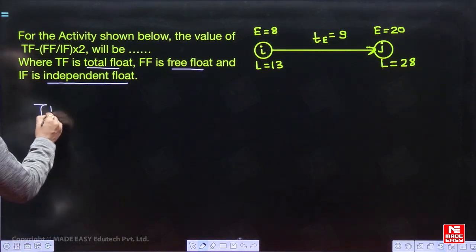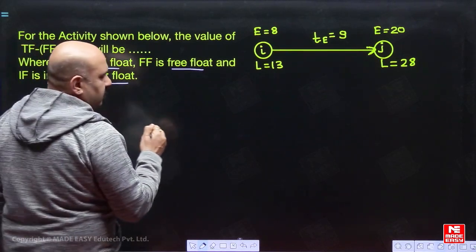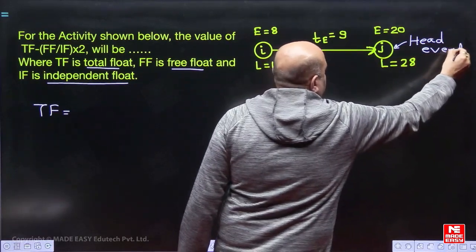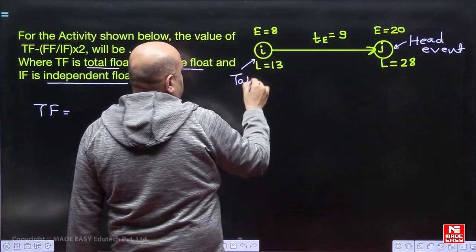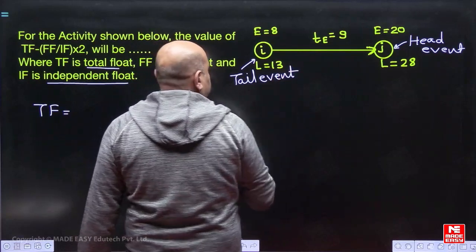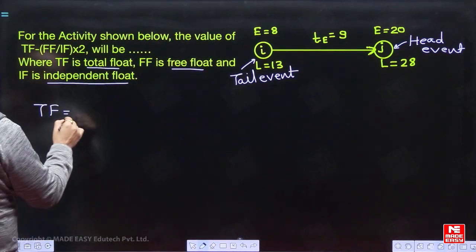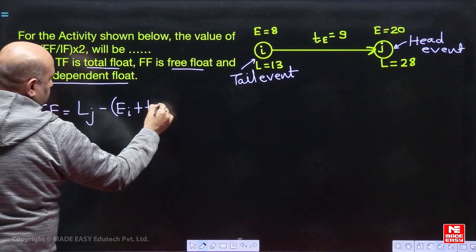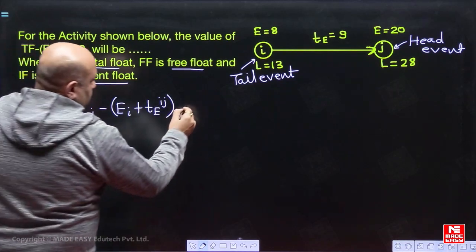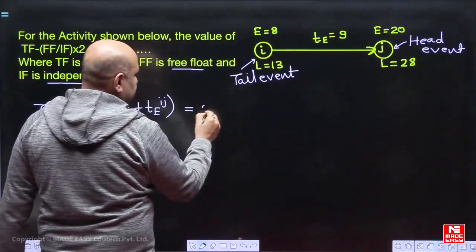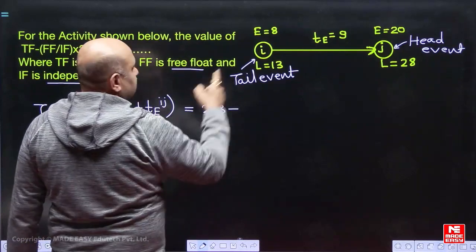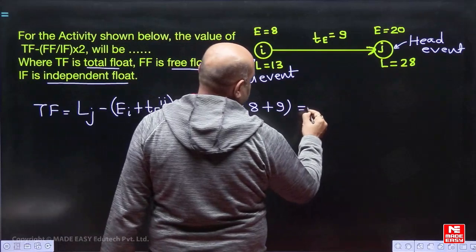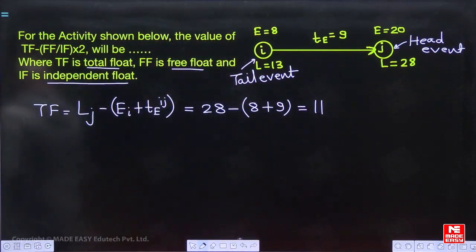Now see, total float is given by LJ minus EI plus activity duration. This is I, this is J, the head event, and this is the tail event. So LJ is 28 minus EI 8 plus 9. 9 plus 8 is 17, so that will be 11. Total float will be 11.